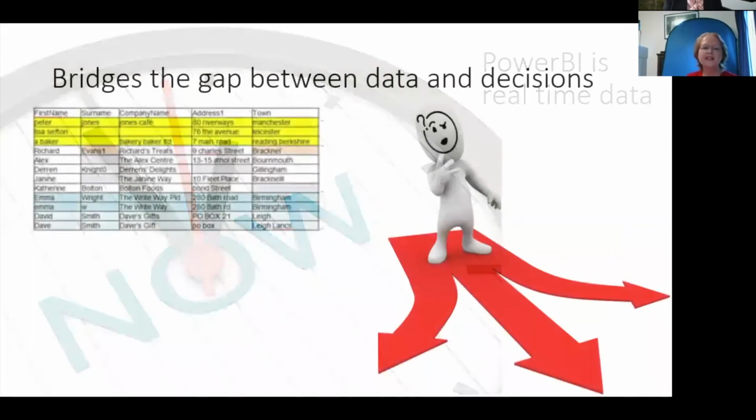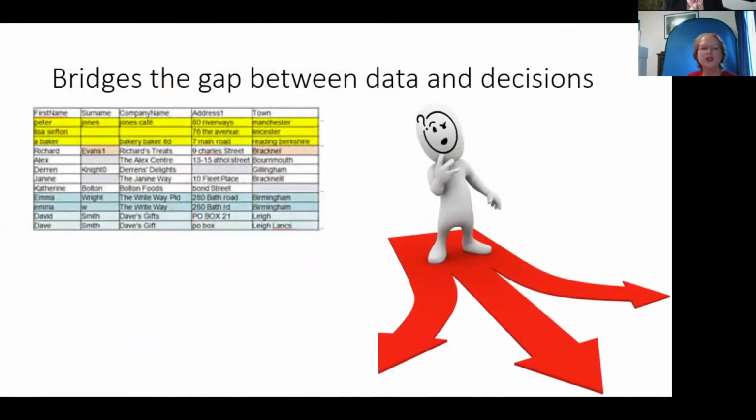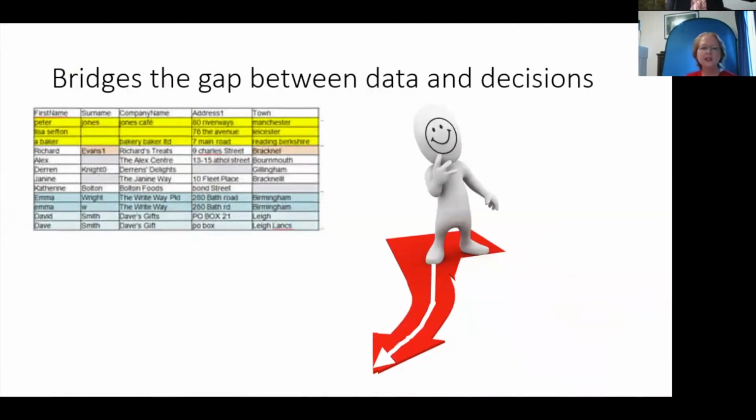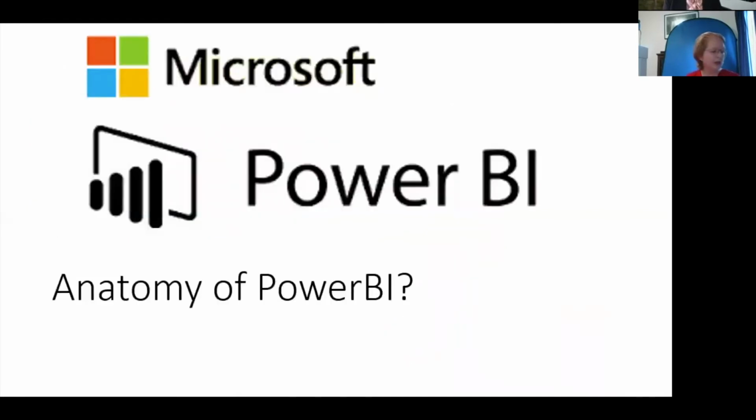What all of these things together do is bridge the gap between data and decisions. So we go from this chap here, who is really quite confused about what he should do based on that data that he's been looking at. Using Power BI, he knows exactly which way is the best way that he should go. So all up, what do we have in Power BI? Well, we do have a lot of different bits and pieces, and I'm now going to give you a quick overview of what those bits and pieces are.